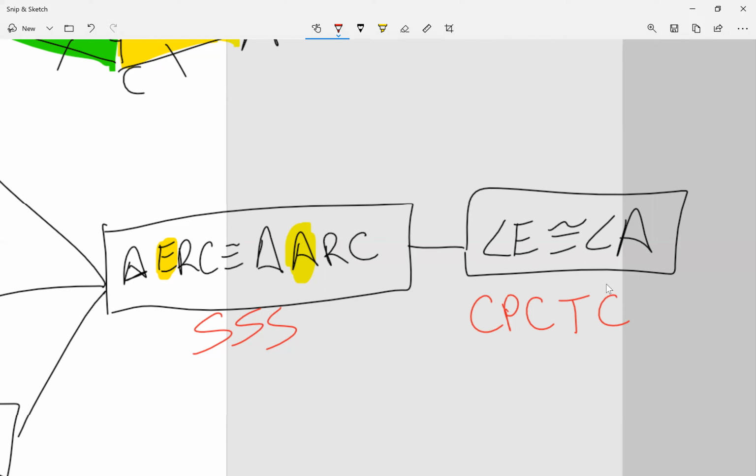As soon as I say one triangle is congruent to the other triangle, I can say one angle of one triangle is congruent to the other angle of another triangle, right? I can say something about angles. I can say something about sides. Corresponding parts of congruent triangles are congruent.